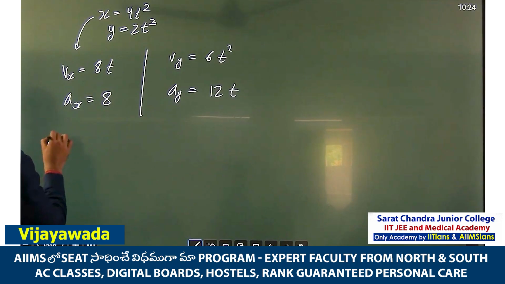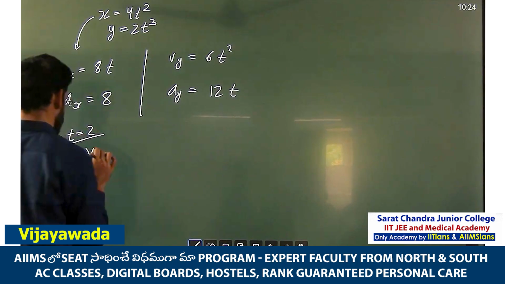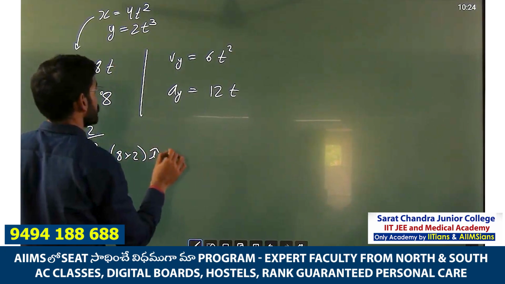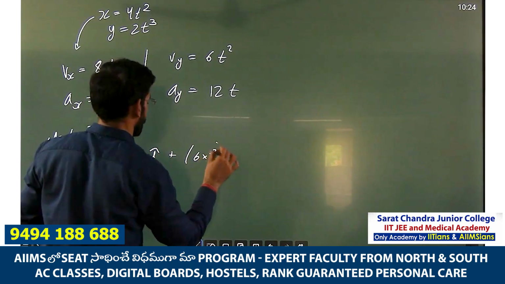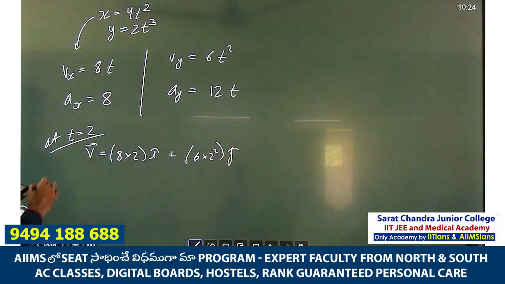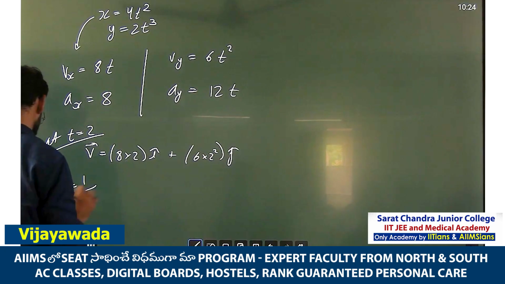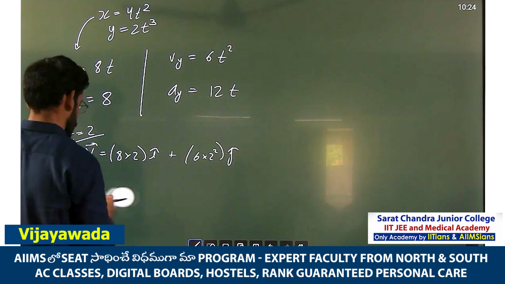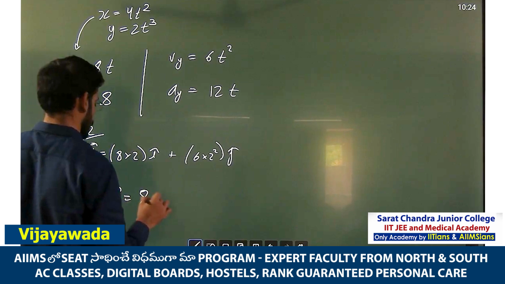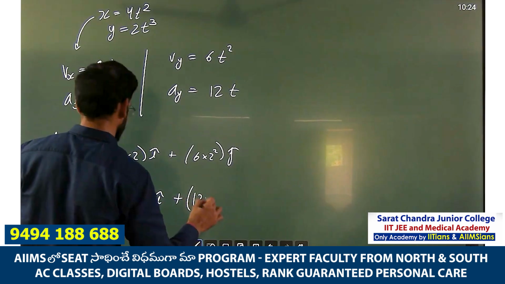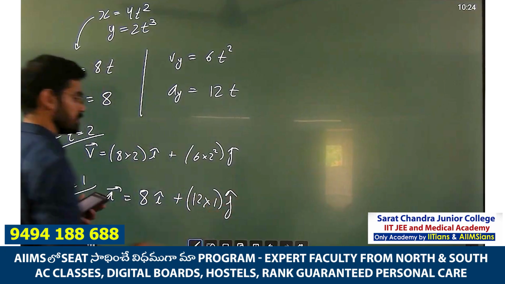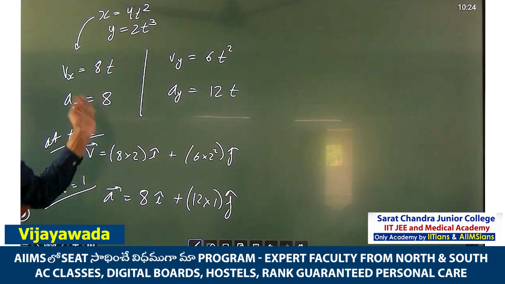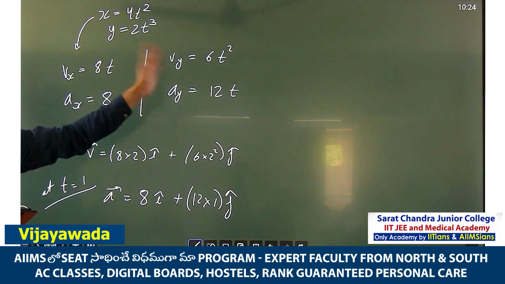Velocity at t equal to 2. At t equal to 2, velocity vector will be what? 8 into 2 i cap plus 6 into 2 square j cap. Agree? And at t equal to 1, he asked what? Acceleration. So what is that? A vector, I can say 8 i cap plus 12 into 1 j cap. This is the acceleration. Okay. Position is given, so we can solve for velocity and acceleration. Solve x separately, y separately.